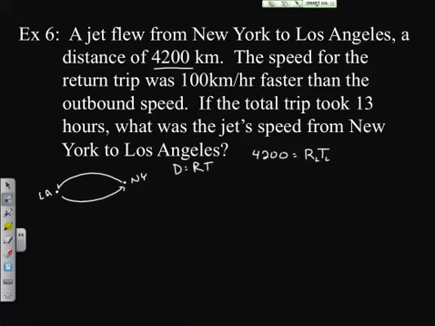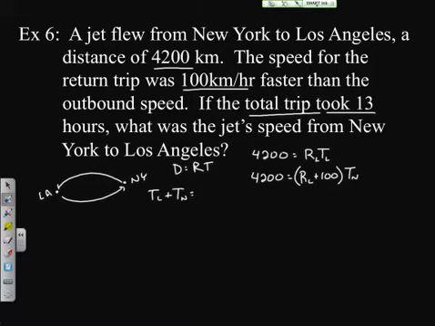On the way back, the distance is still 4,200, but notice what happens to the rate. The rate increases by 100 kilometers per hour. So now we know that the rate coming back is the original rate plus 100. We don't know about the time, so I'll just call that time back to New York. But they do tell us something about the time. They tell us the total trip took 13 hours, which means the time going to Los Angeles and the time coming back to New York equals 13.